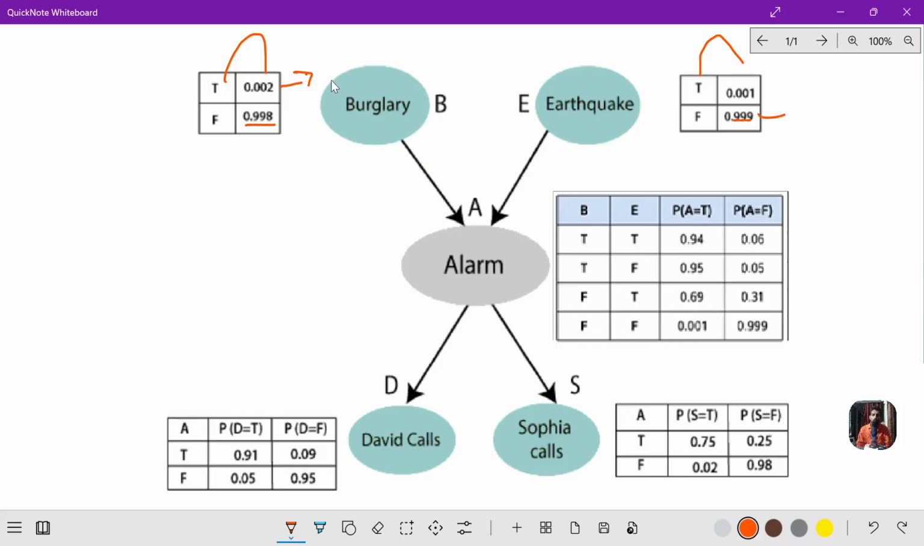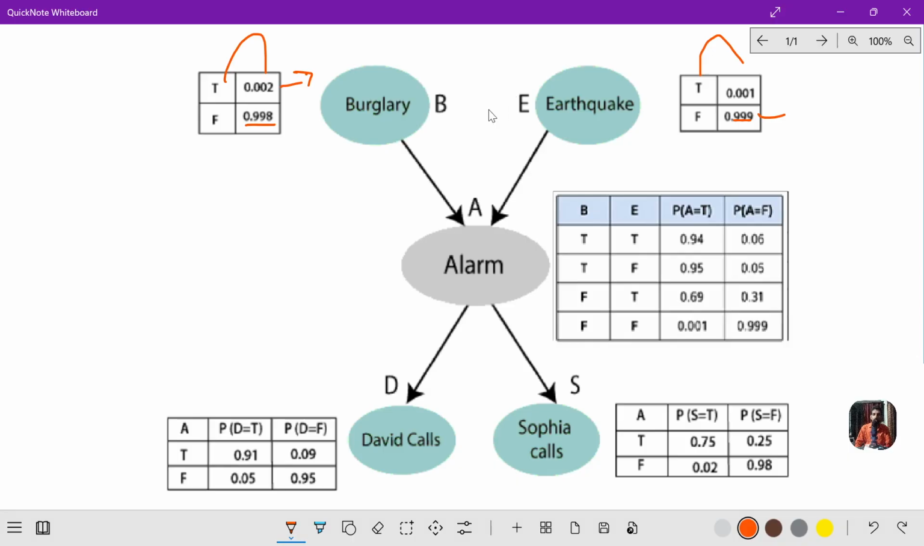So this is about the burglary and earthquake. Remember only one thing: the true value is 0.002, and the false value is 1 minus 0.002. In this, the false value is 0.001. So this is called burglary and earthquake.